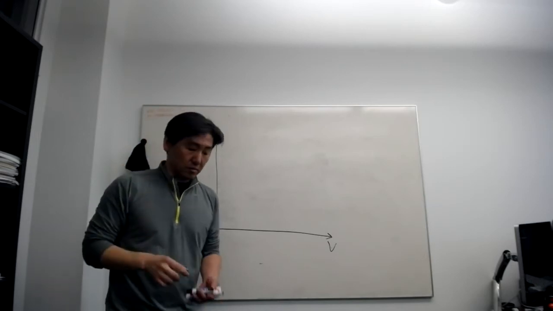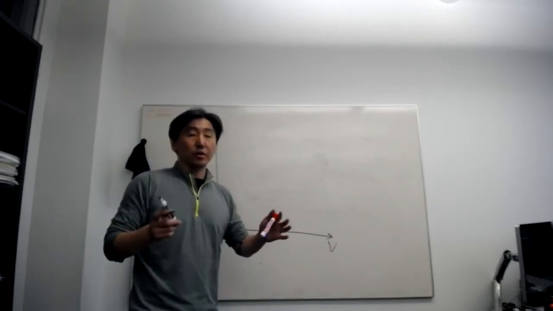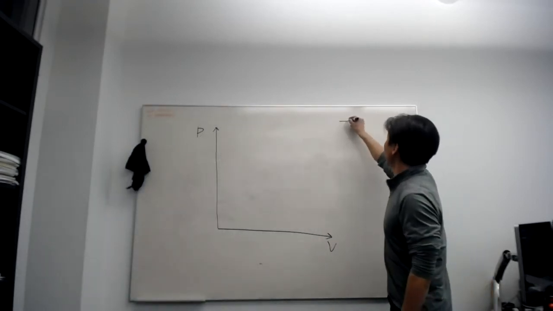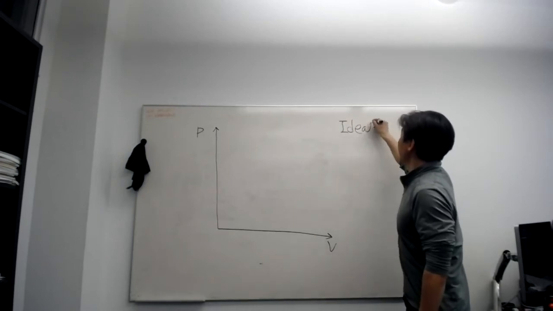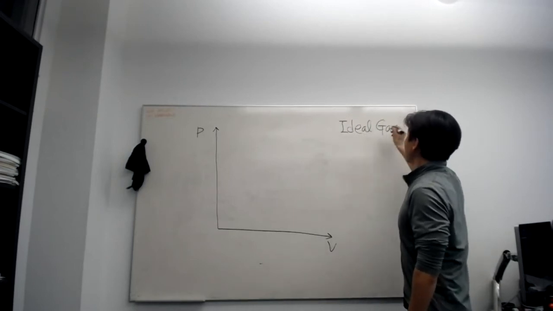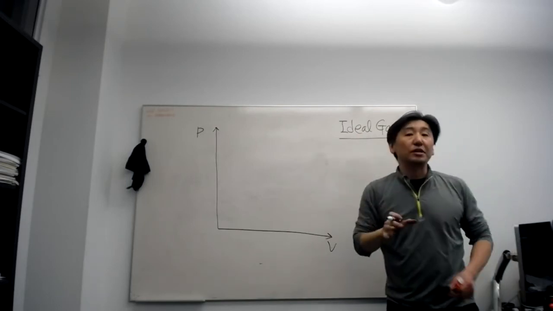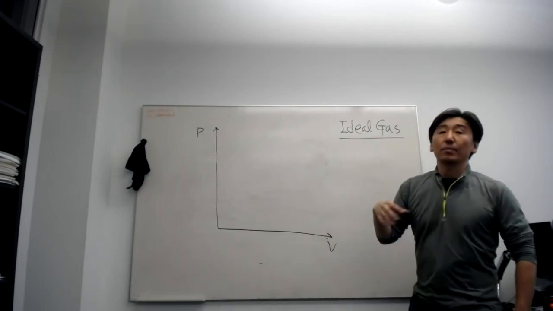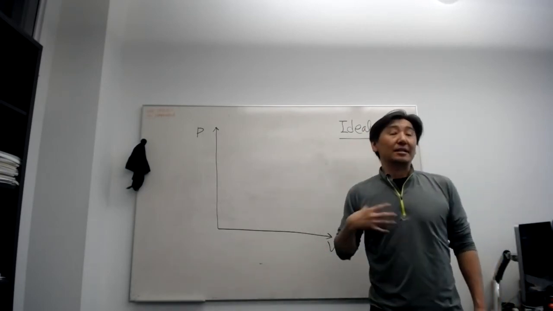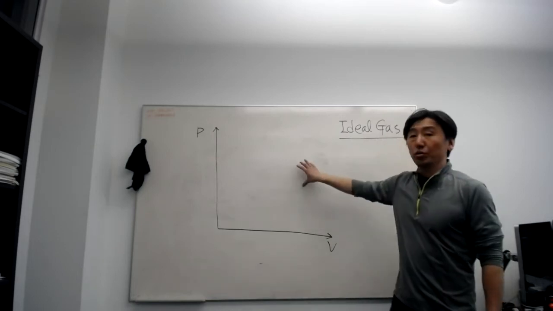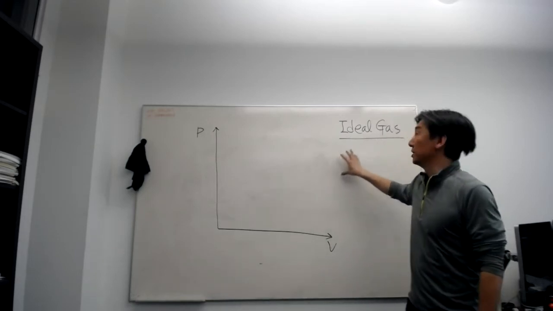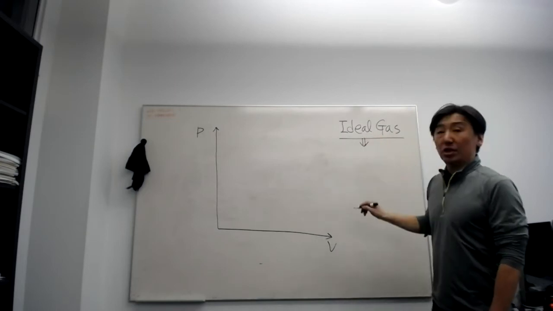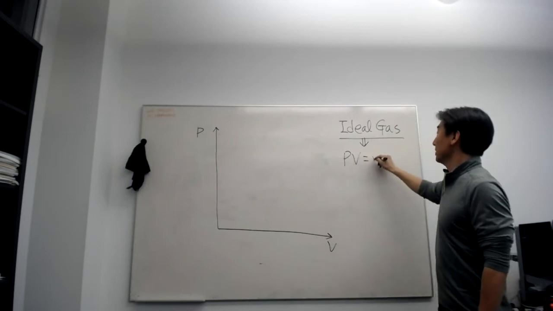Now, in order to make all the drawing simple, let me assume that your working fluid is an ideal gas. It doesn't really need to be that. Your working fluid of the Carnot cycle can be ideal gas, can be water, can be anything. But at this moment, in order to make the whole drawing easier to understand, I'm going to assume that it is an ideal gas.